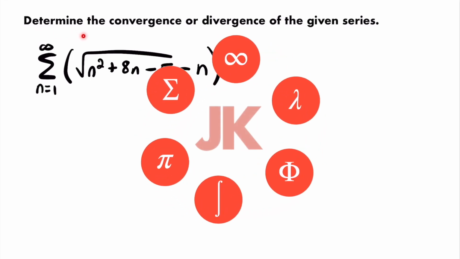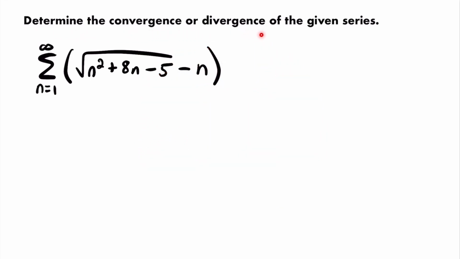So here we want to determine the convergence or divergence of the given series. And our series is the sum from n equals 1 to infinity of this expression. We have the square root of n² plus 8n minus 5, and then minus n, and that minus n is not underneath this square root.